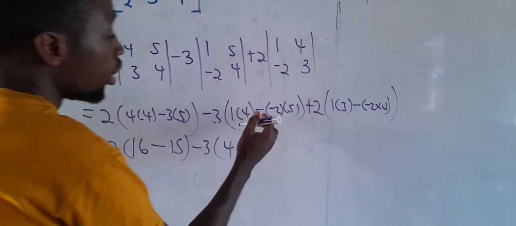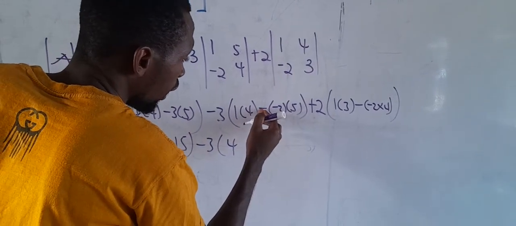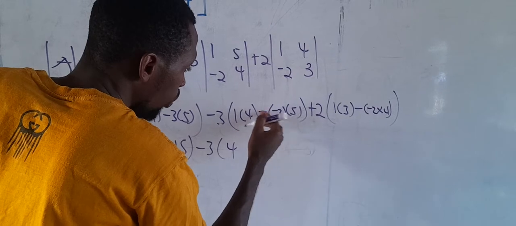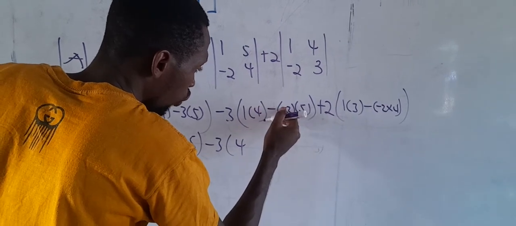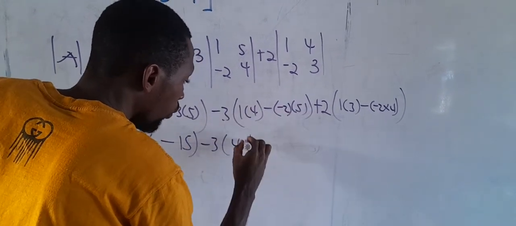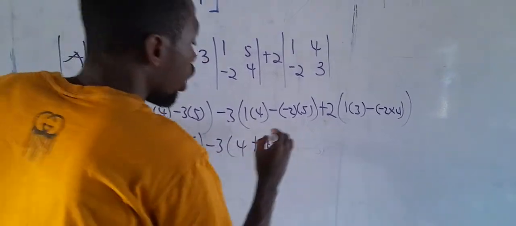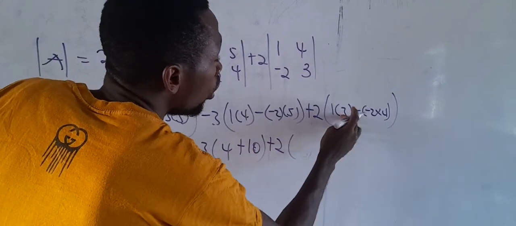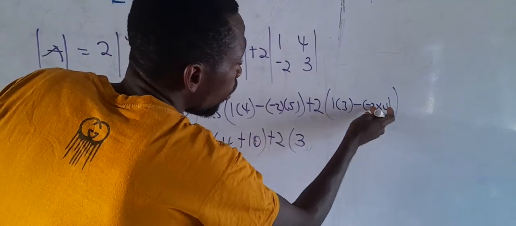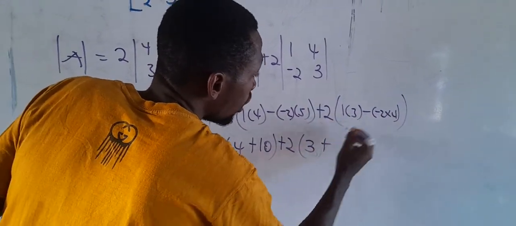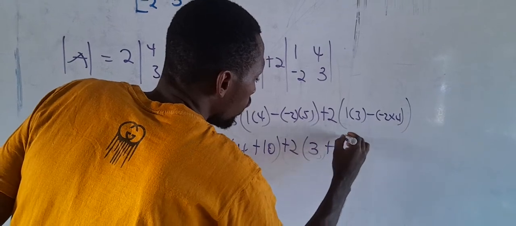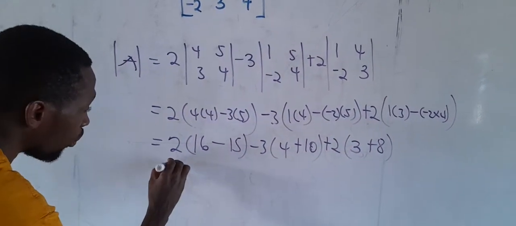Then see, negative 2, there is a negative here. So this negative will be positive. Negative times negative will be positive. So 2 times 5 will be 10. Now plus 2, 3. Remember this one will be positive. So plus 2 times 4 will be 8. So simplify and multiply.